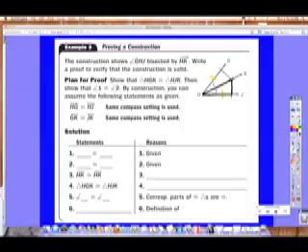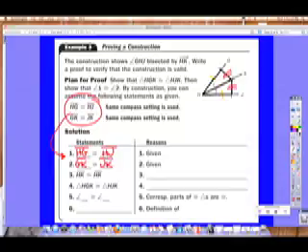Just right here, I'm going to copy this and put it right there. So HG congruent to HJ, given. GK congruent to JK, given. Well, in the half filled out proof, HK equals HK, guys, what property is that one? Reflexive. It's the same thing, so that's reflexive property.